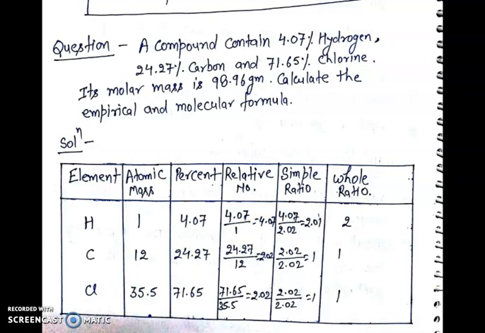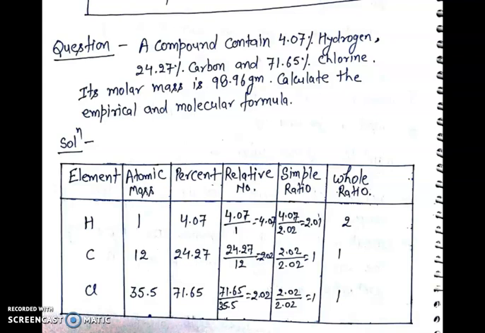The second element is carbon. The atomic mass of carbon is 12. The percentage of carbon is given in the question, that is 24.27%, and the relative number of carbon is equal to percentage of carbon divided by their atomic mass. Here the percentage of carbon is 24.27 divided by their atomic mass, that is 12, and we get the relative number of carbon, that is 2.02.